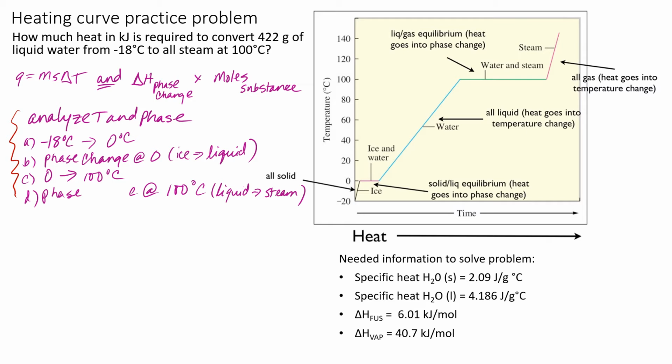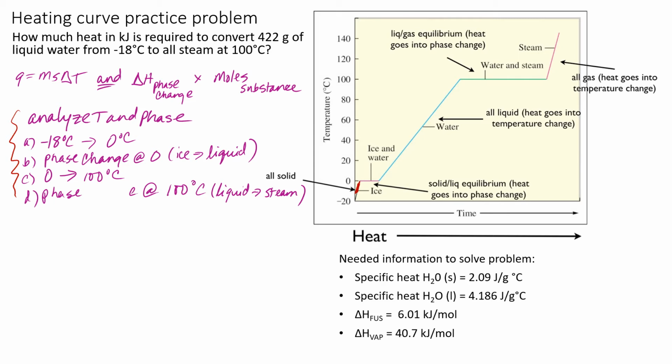So let's say in part A, we're going from negative 18 degrees centigrade, at which point we have all ice, to 0 degrees centigrade, at which point the ice is going to start melting. That would be this part of the graph that I'm outlining right here. And we notice here we definitely have a delta T, because in order to get through this part of the graph, we go from negative 18 degrees centigrade up to 0 degrees centigrade.